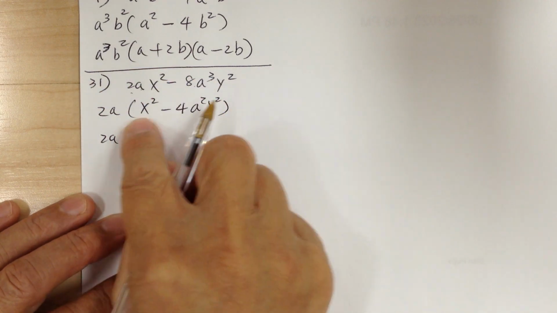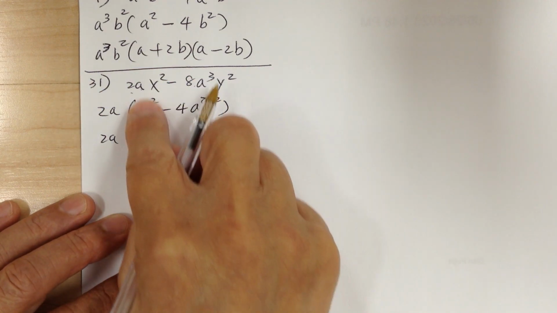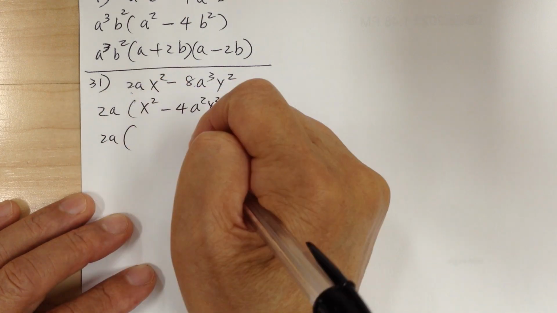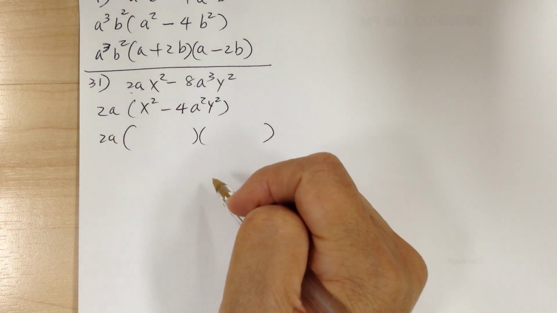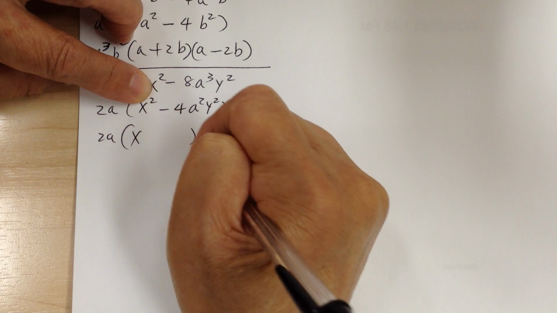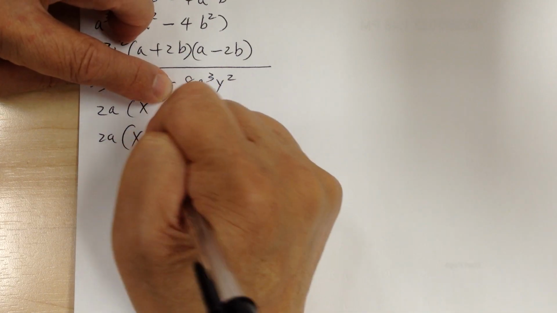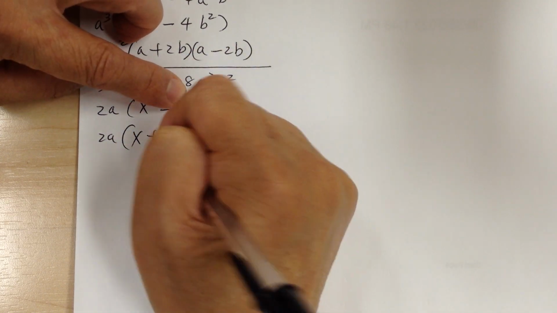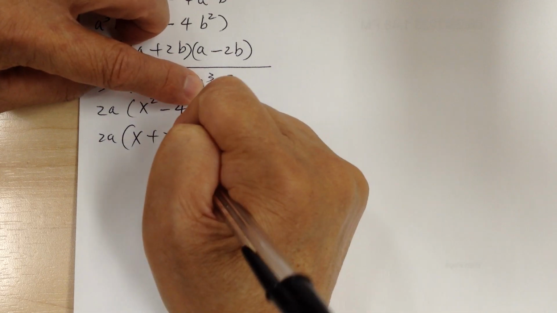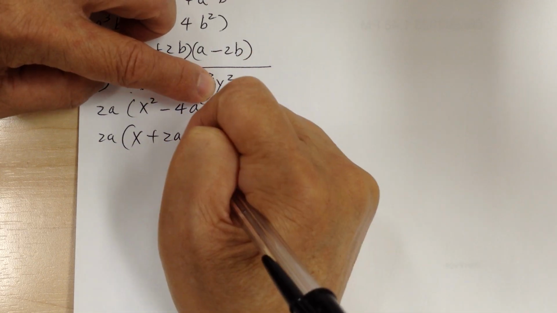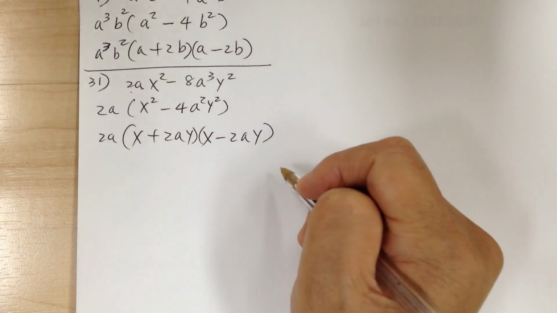Okay, so this is a difference of squares. Again, everything is square minus square, right? So you're going to get these. To get that, I need x times x to give me x squared, plus times minus gives me minus, 2 times 2 gives me 4, a times a gives me a squared, y times y gives me y squared, and that's it.